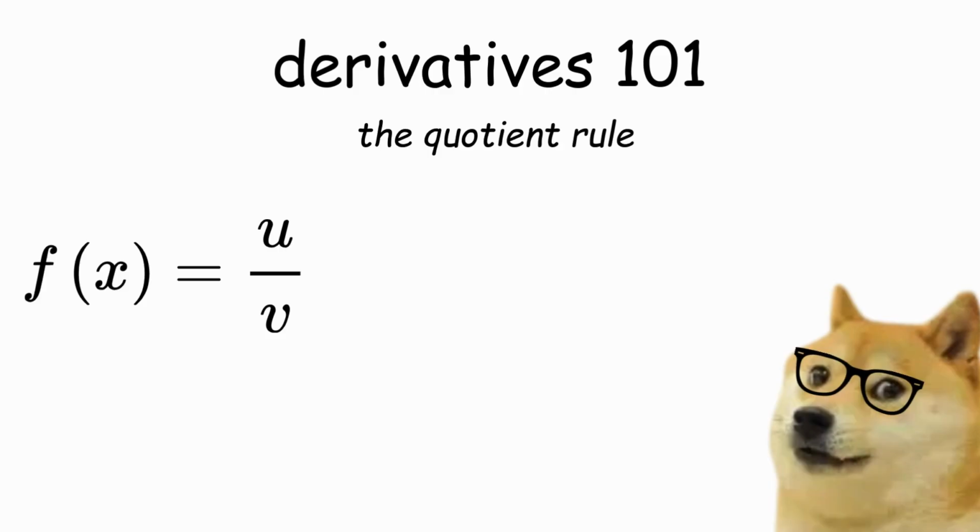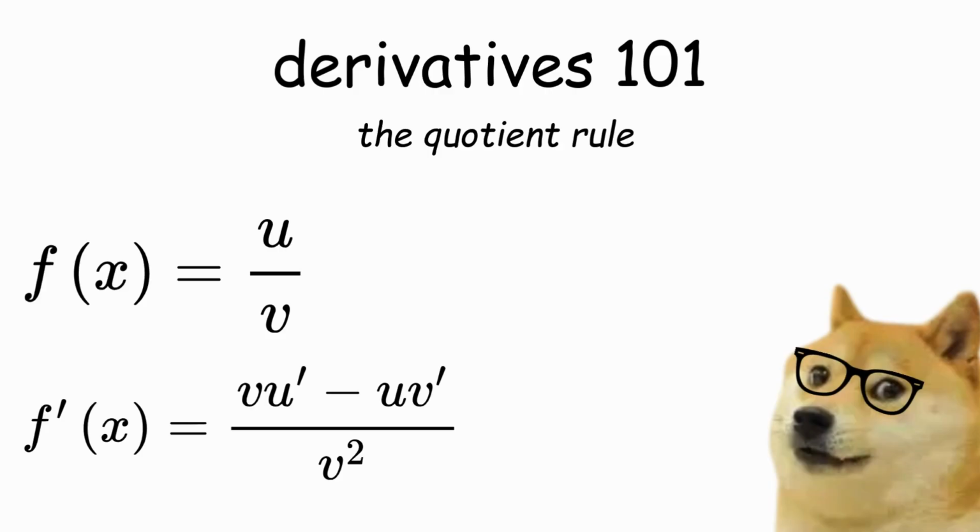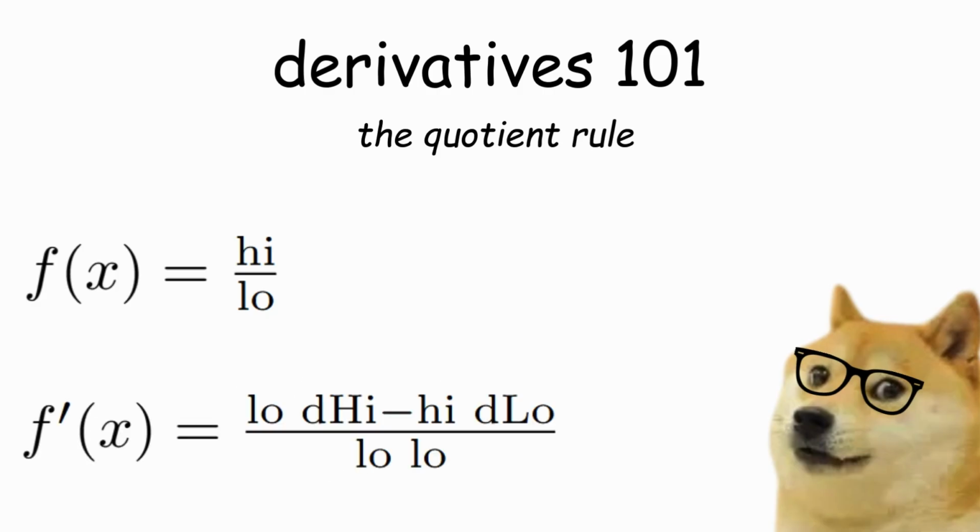The exact formula is this, but people often use a catchy mnemonic because it's really long. If you call the function in the numerator high and the denominator low, then the formula said out loud is low d high minus high d low all over low low, where d high is the derivative of high and d low is the derivative of low. It sounds stupid, but hey, if it works, it works. But just remember the two terms in the numerator are subtracted and the denominator is squared.